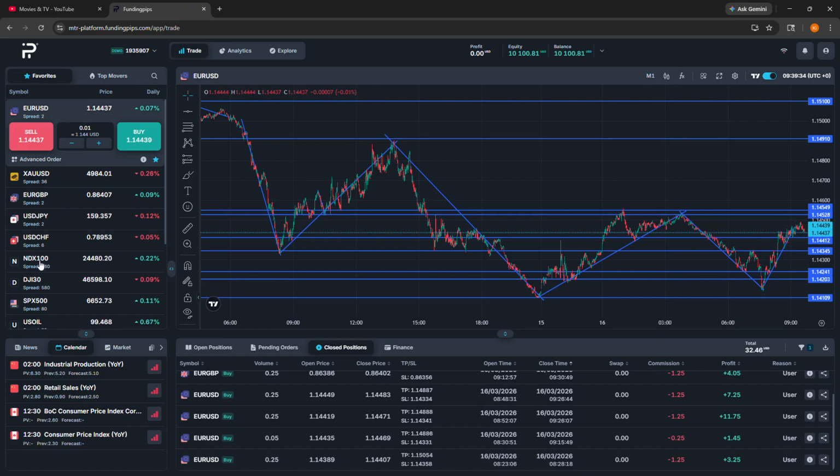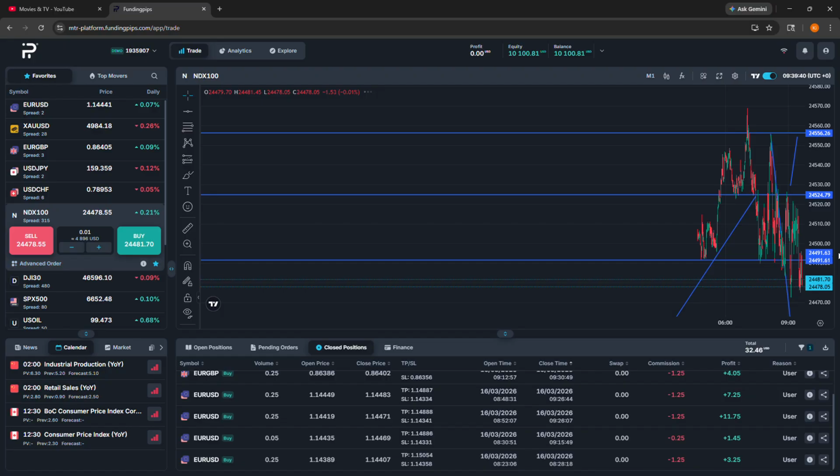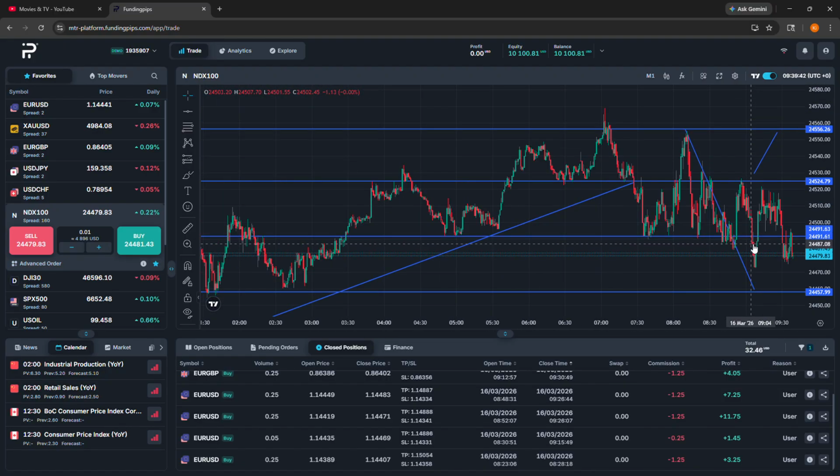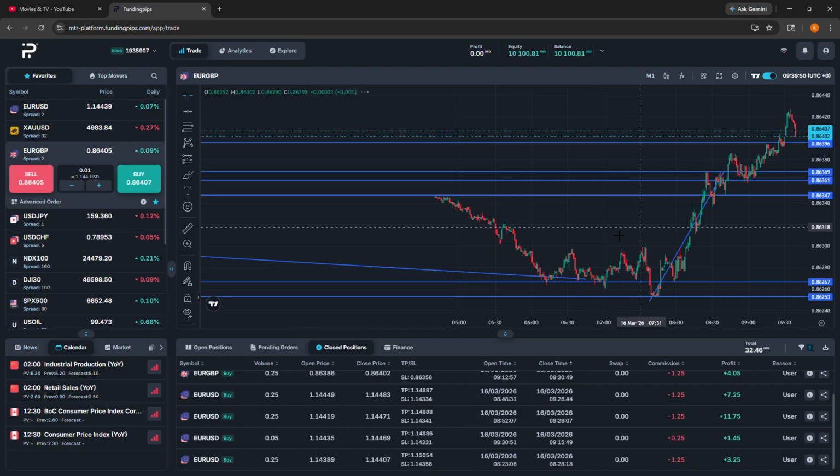What made it look attractive is that when I looked at the NASDAQ, it was very similar to a range bound situation, but it's trending down, right? Then I looked at this as well.